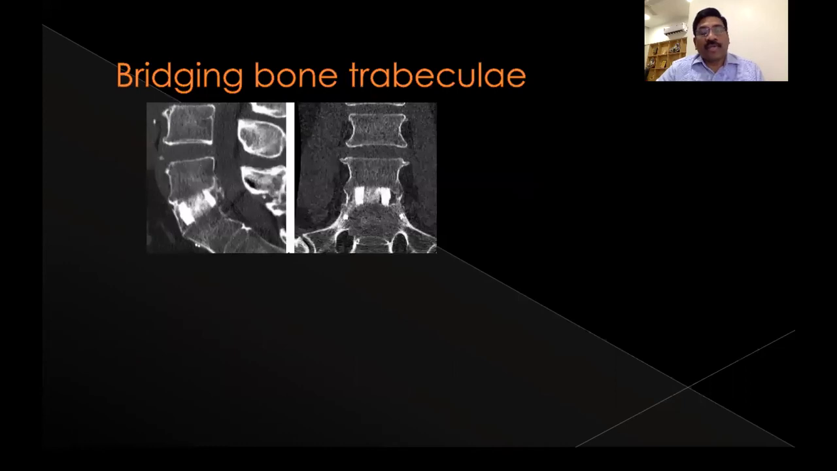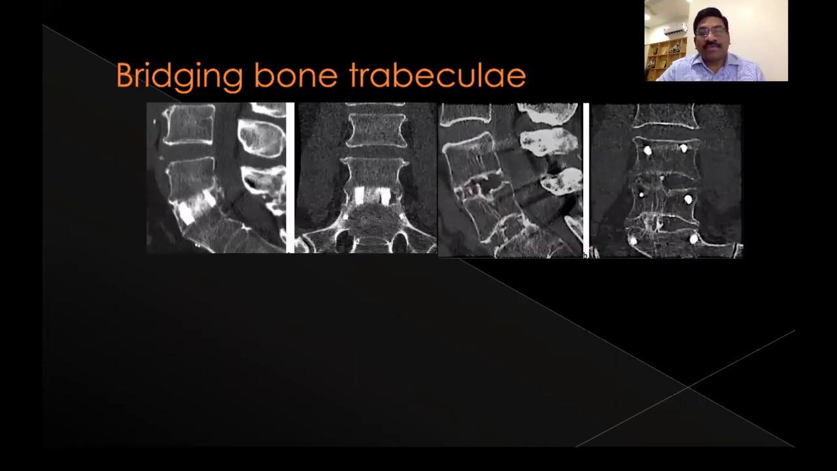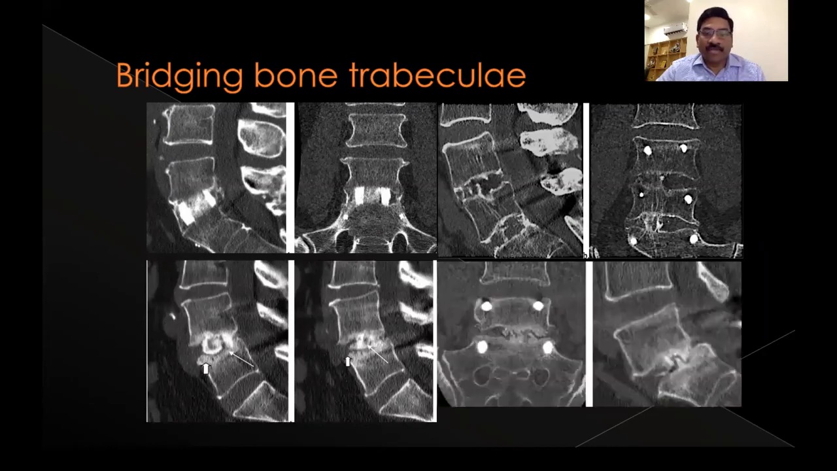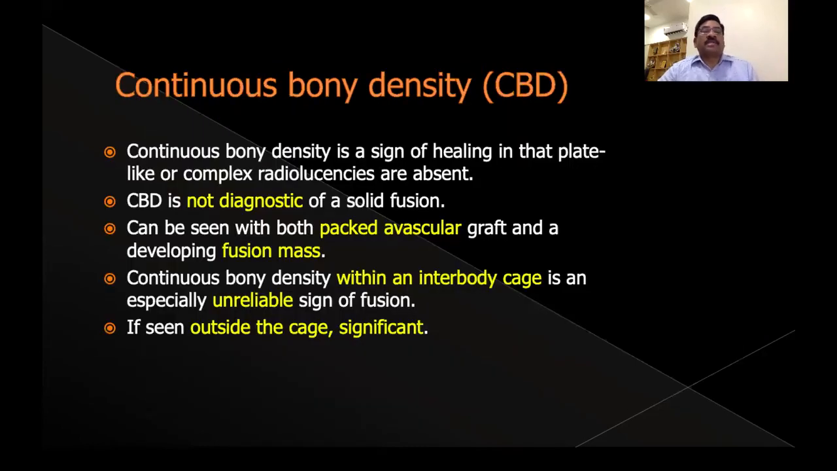The bridging trabecular bone can be discontinuous in the cases of non-union or delayed union, or you can see defects inside bridging bone trabeculae, and sometimes there are lucencies and there is a discontinuity there also. The second important radiological sign is continuous bone density.